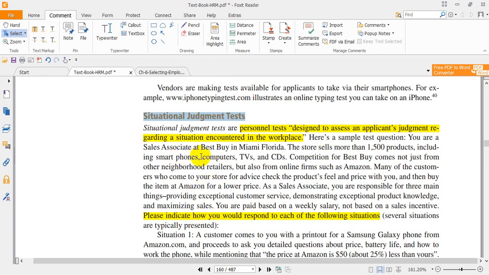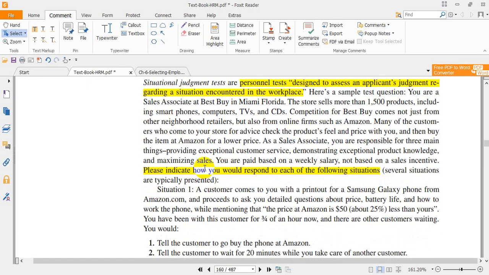So in this type we put the applicant in a real life workplace situation, and we need to assess how the applicant will deal or handle this situation, or what decision the applicant will take to solve some problems, or to face some daily situations he may face in his real job. So this is an example.